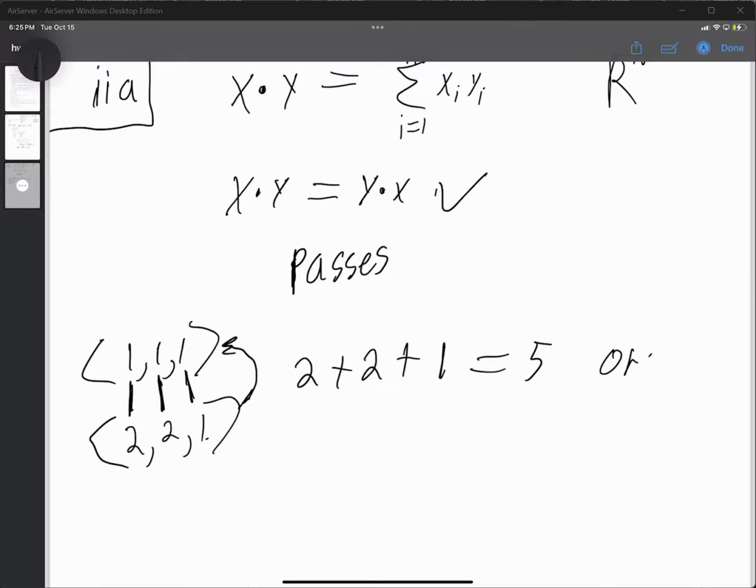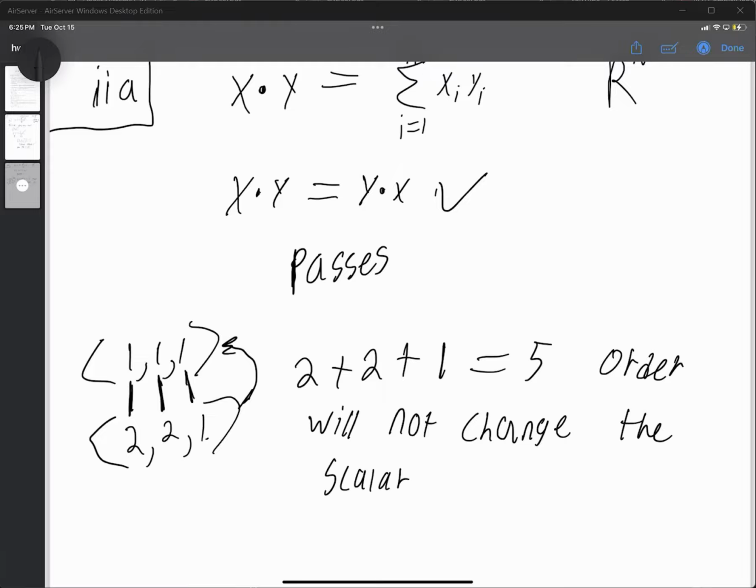So the order will not change the scalar. What is scalar? It's basically the result of the dot product between two vectors, which is basically like the length of the vector itself. Okay. And it passes the test, obviously. So yeah.